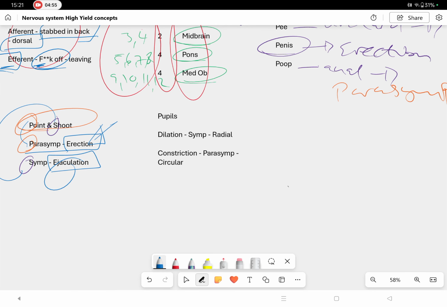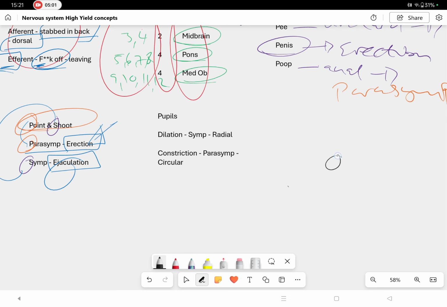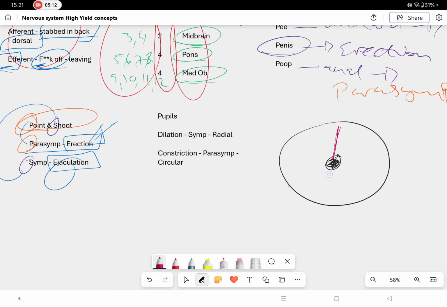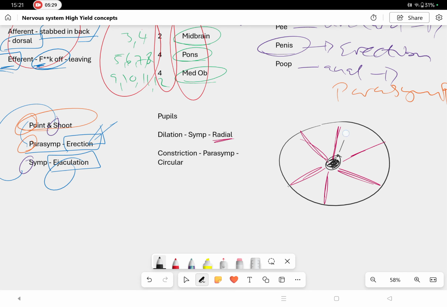Okay, and finally we have the pupil. Now this one is very commonly incorrectly done. So here I'm going to draw as best as possible the pupil, and then I've got my iris. So we've got two sets of muscles in the colored part of our eye, i.e. our iris, and the first one I've drawn here is radial muscle. When radial muscle contracts, it is going to pull the pupil outwards, and so you're going to allow for dilation.